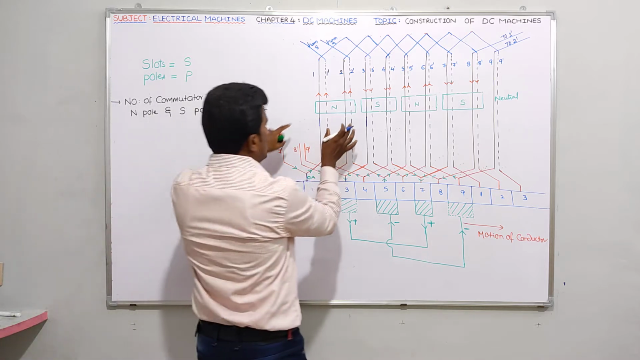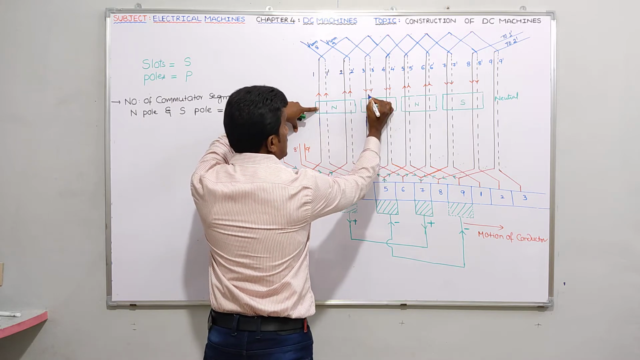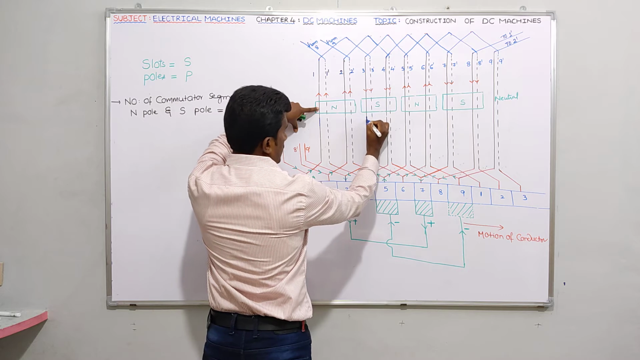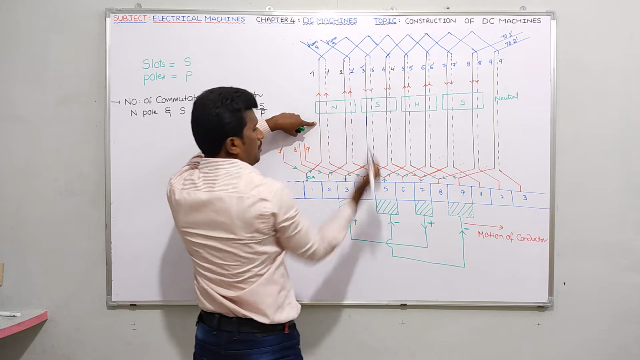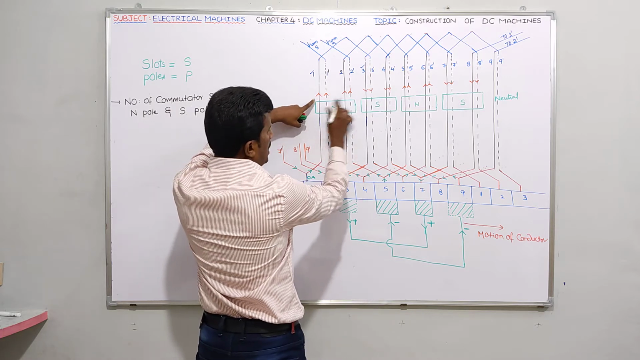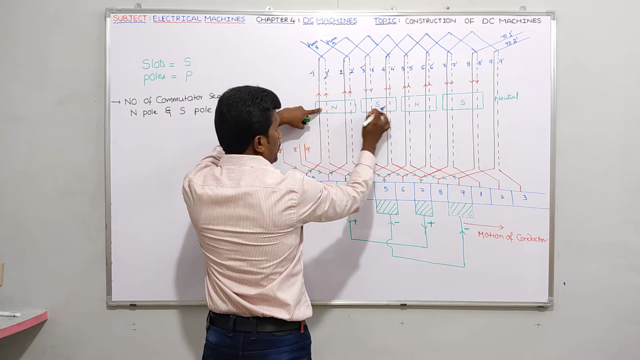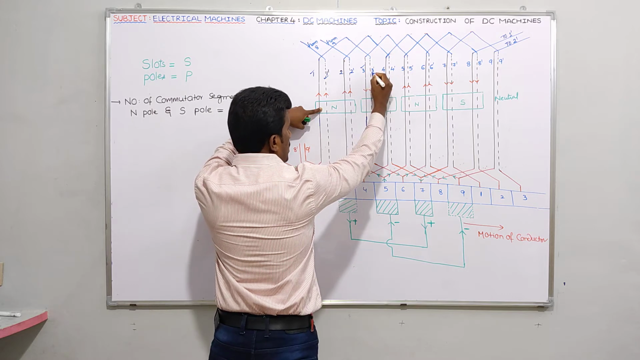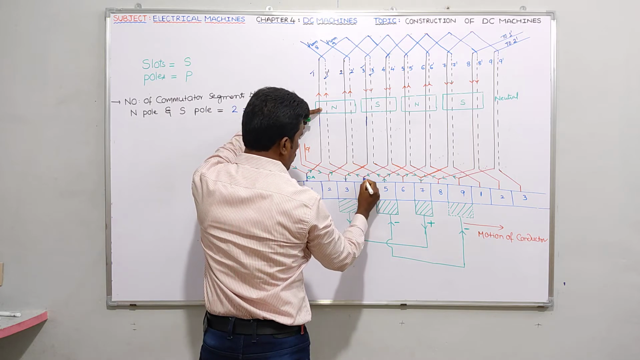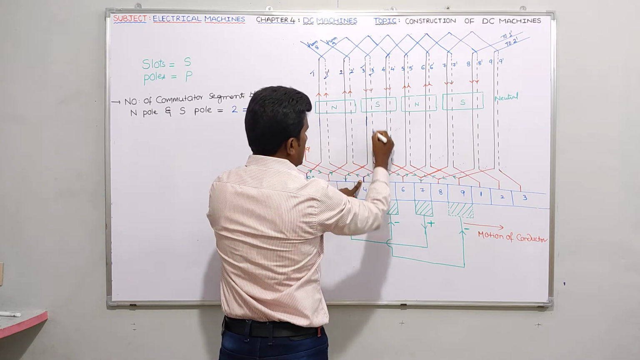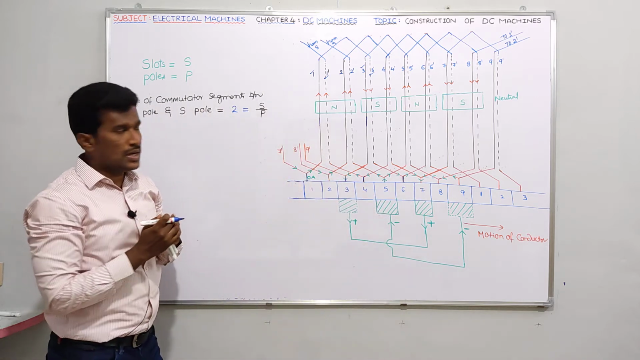But here, guys, don't get confused. If I take under the north pole slot number 1 top conductor, then under the south pole you should take slot number 3 top conductor only. These two, conductor 1 and conductor 3, you have to compare. If you compare the bottom conductors, under the north pole slot number 1 bottom conductor is 1 dash, and under the south pole slot number 3 bottom conductor is 3 dash. 1 dash is connected to 4, and 3 dash is connected to 6. Once again, 6 minus 4 is 2 only.